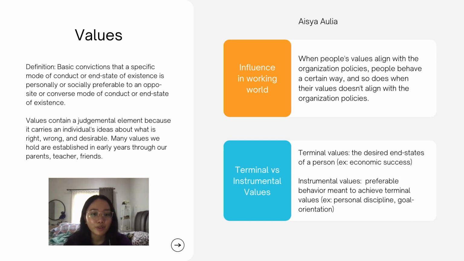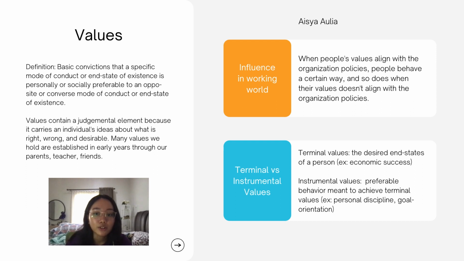And here's another example. Let's say you value work because it gives you experience to learn and become better. If that's your value, even if the condition was like the previous one, where you're paid based on seniority, not on work, you would still do a good job because you believe that the experience is worth it, that you're here to learn. So that's the influence of values in the working world.